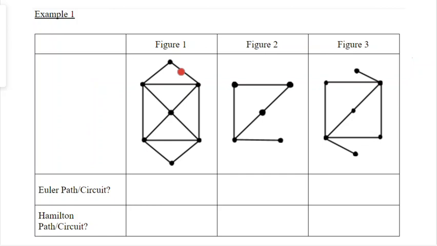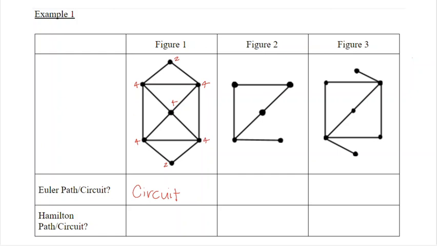So for figure 1, if I go through and look at the degree of each vertex, all of these vertices have an even degree, so we do have an Euler circuit through this graph. We can trace this picture without lifting up our pencils or retracing our steps and begin and end at the same point.